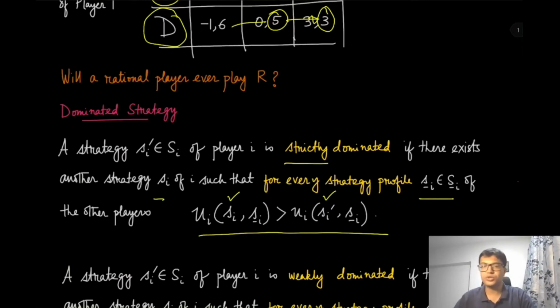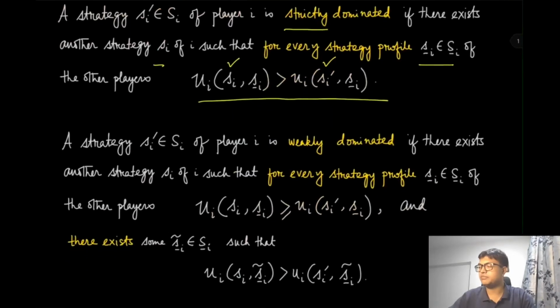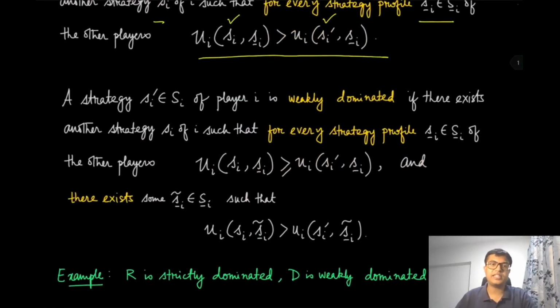There is a weakened notion called the weakly dominated strategy. We are going to say that a strategy Si prime is weakly dominated if there are two conditions. For every strategy profile of the other players, you make this inequality a little weaker. So it is not just strictly better, it will be greater than or equal to. And this happens for all strategy profiles S minus i of the other players. But there is another condition. There exists some strategy profile of the other players such that this inequality is strict.